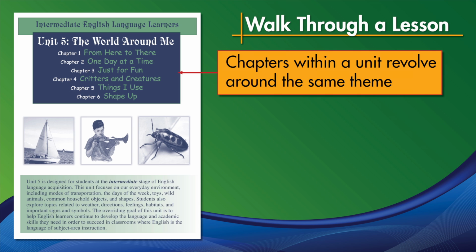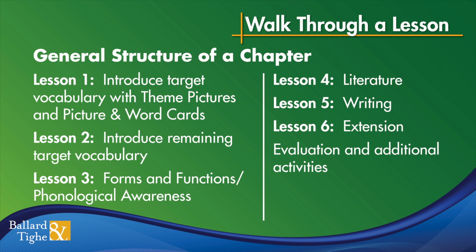Let's look at Unit 5 in the Set 2 Teacher's Guide. Unit 5 is for the intermediate level. The first page of each unit lists the chapters in that unit. All the chapters relate to the same theme, the world around me. The general structure of a chapter is outlined here.